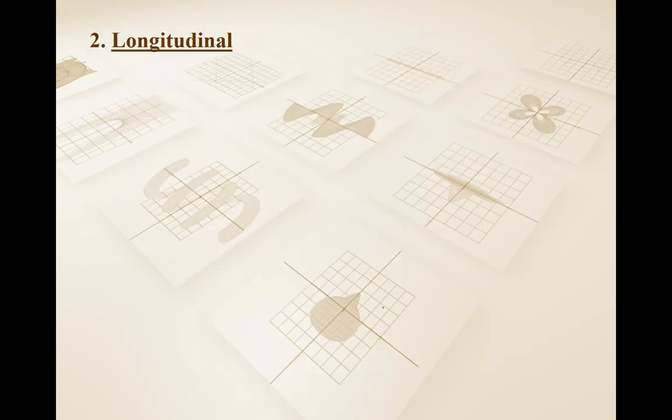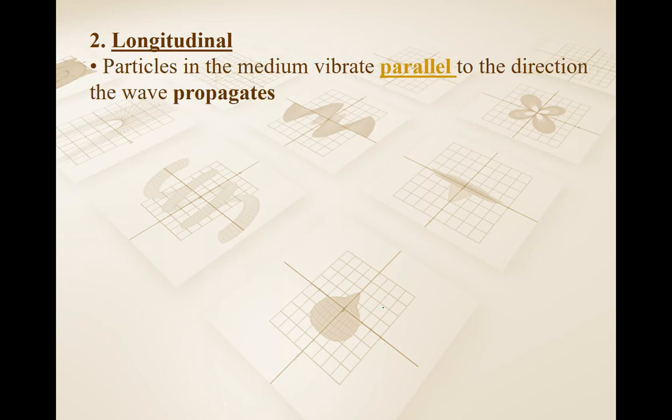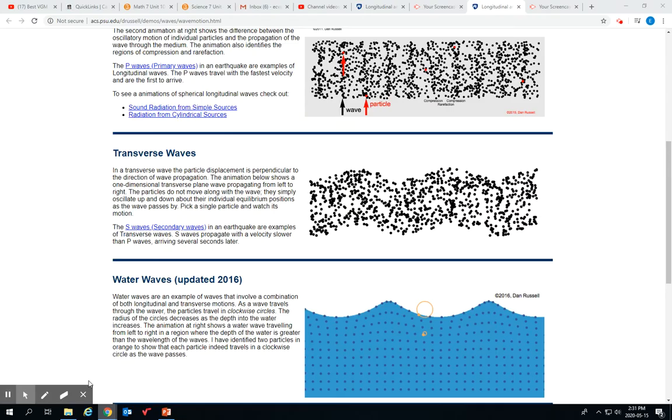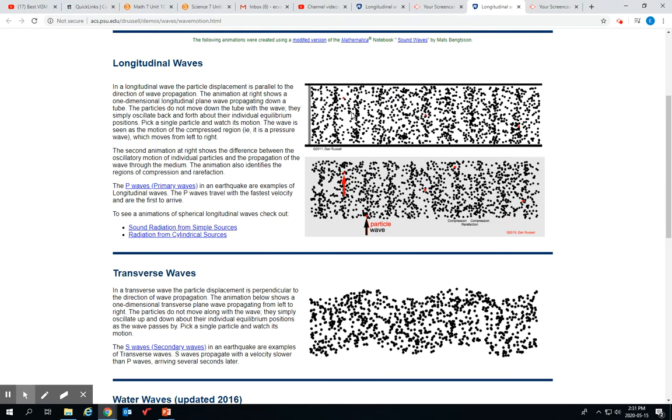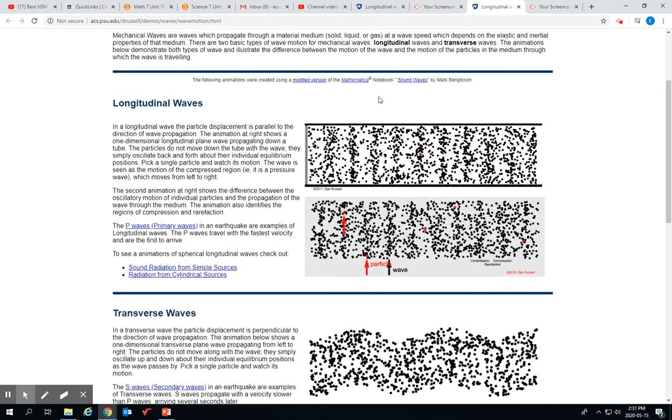Second class of a mechanical wave is a longitudinal wave. Longitudinal waves are ones where the particles in the medium vibrate in a direction that is parallel, or in line, to the direction that the wave propagates or the energy moves. Okay, so once again, let's go back to the animation. So this one up here would be an example of a longitudinal wave.